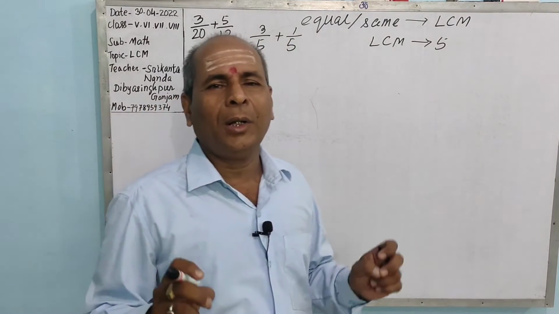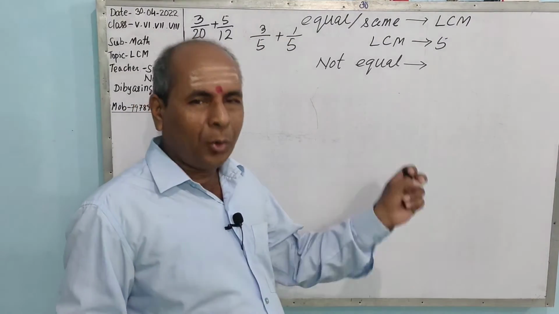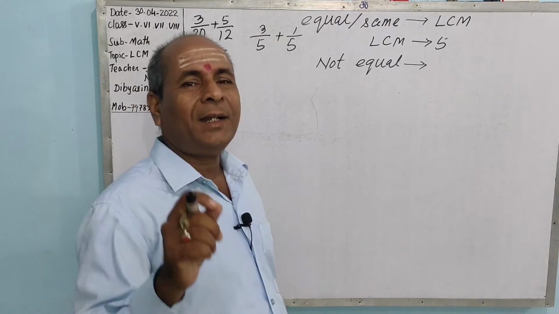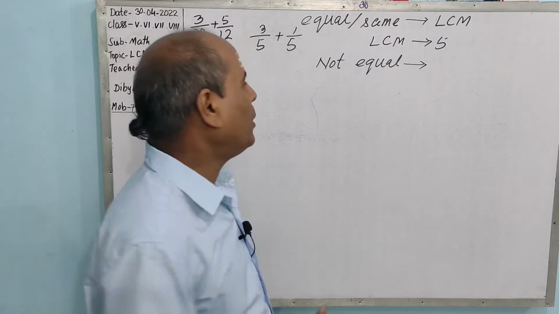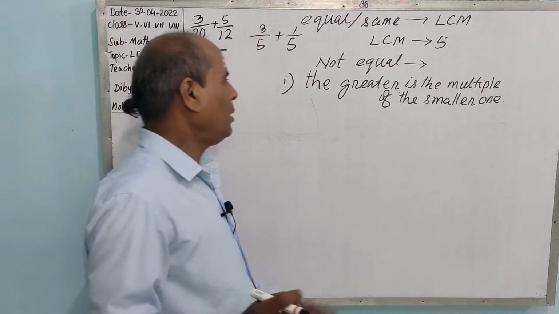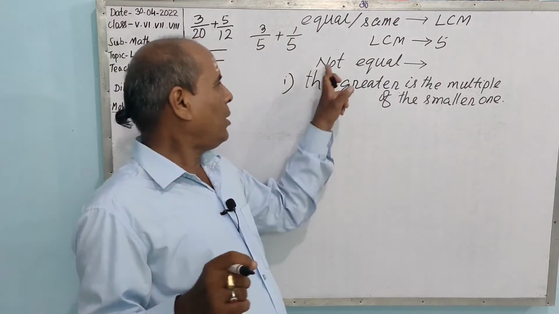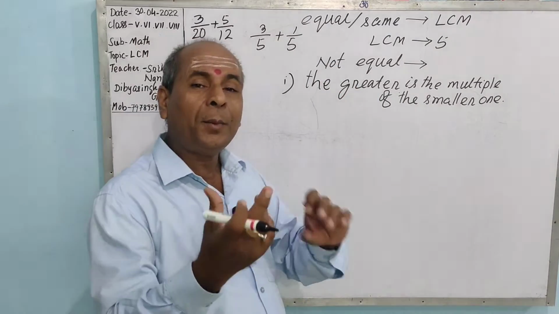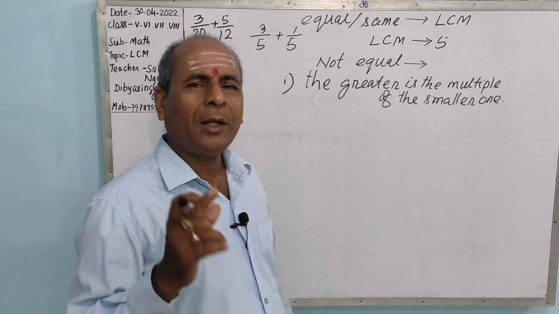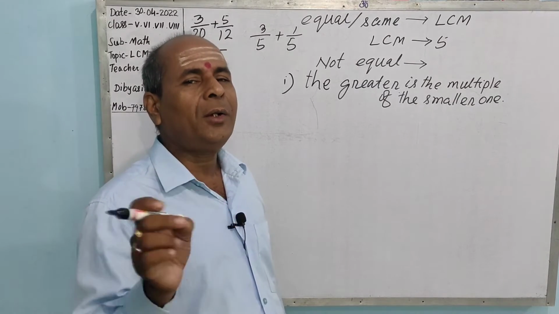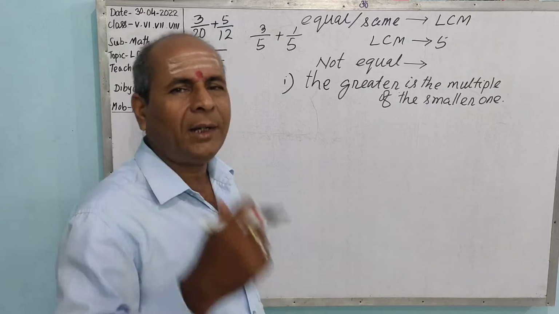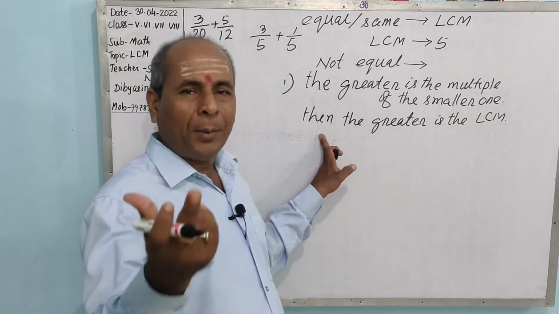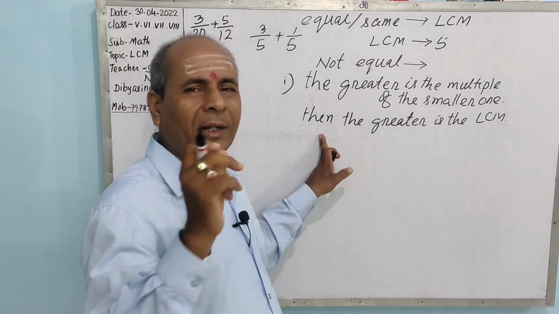If they are not equal, one would be greater and one would be smaller. Suppose the greater is a multiple of the smaller one. First case: they are not equal, meaning there are greater and smaller numbers, and the greater is a multiple of the smaller one. Then what would be the LCM? It is not necessary to find out the LCM. The greater is the LCM. If the greater is a multiple of the smaller one, then the greater is the LCM.